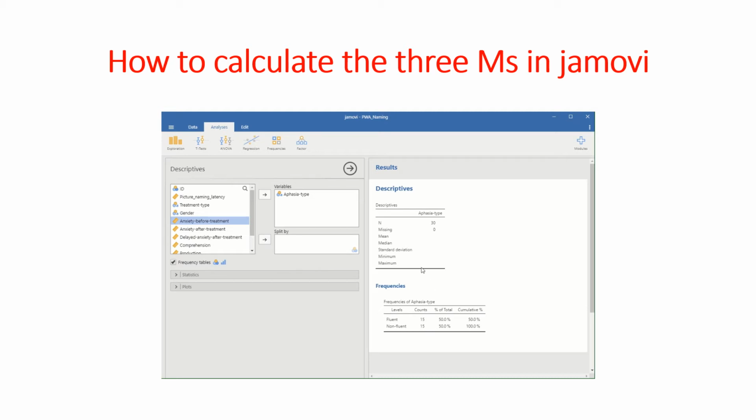I think that's all for this. That's how you calculate mean, median, and mode here.